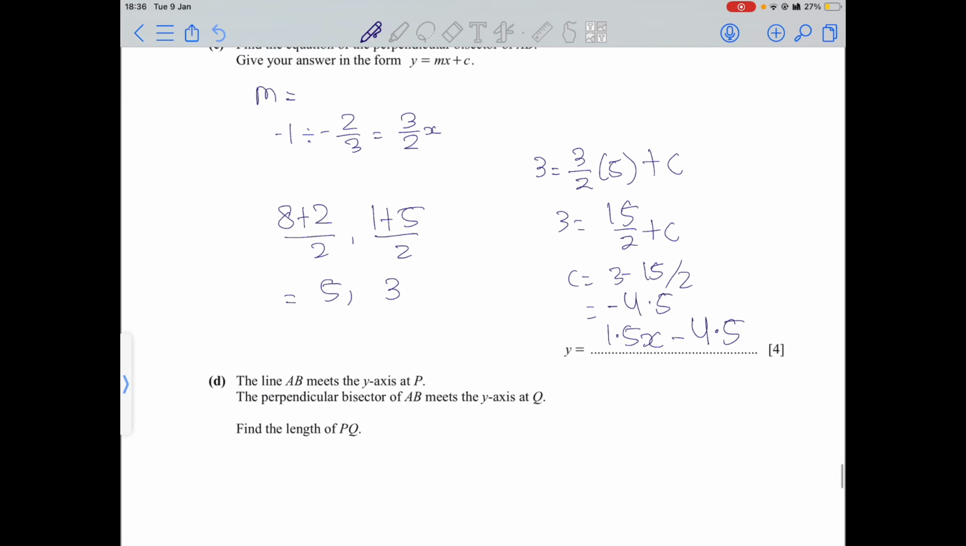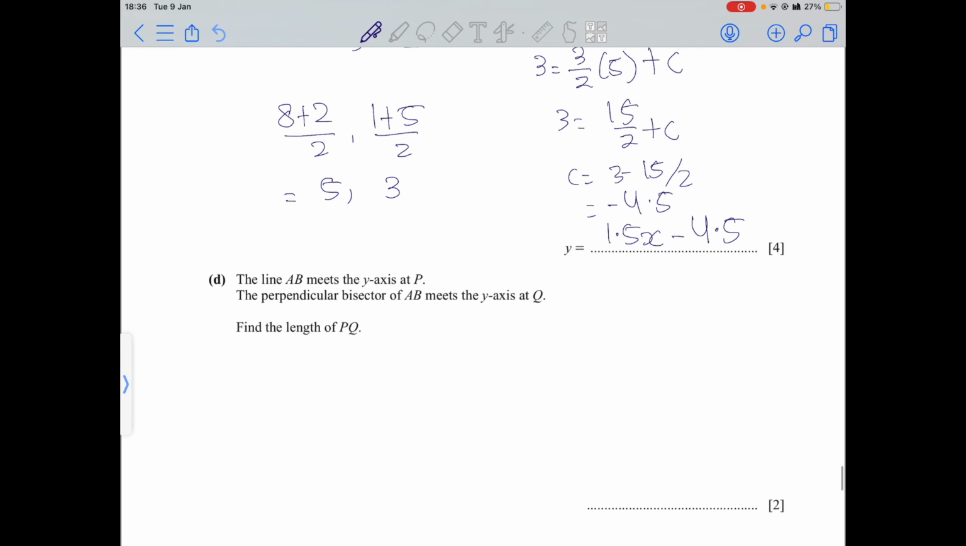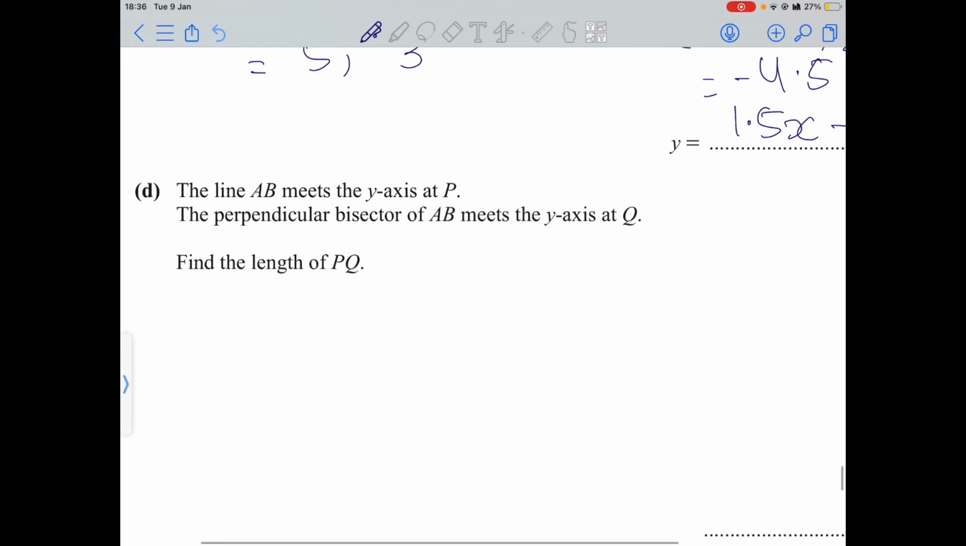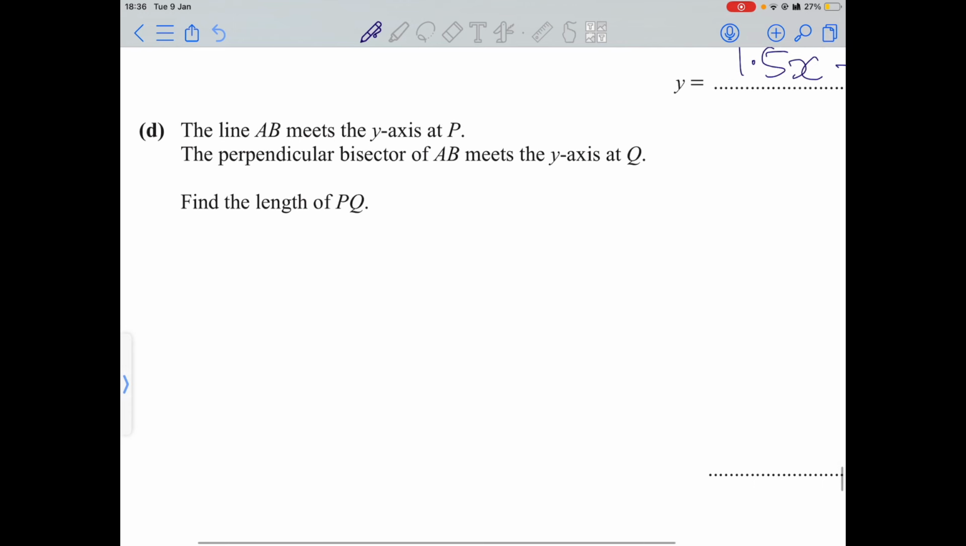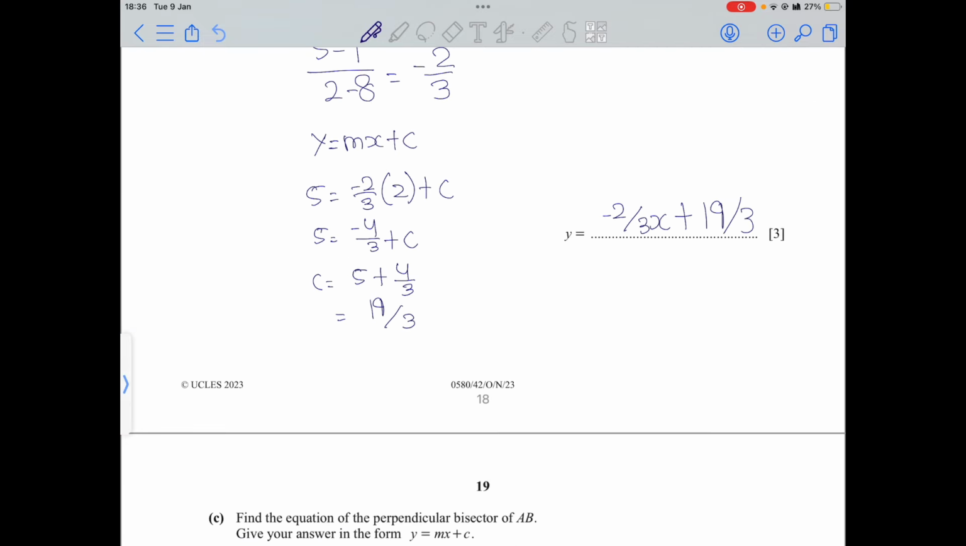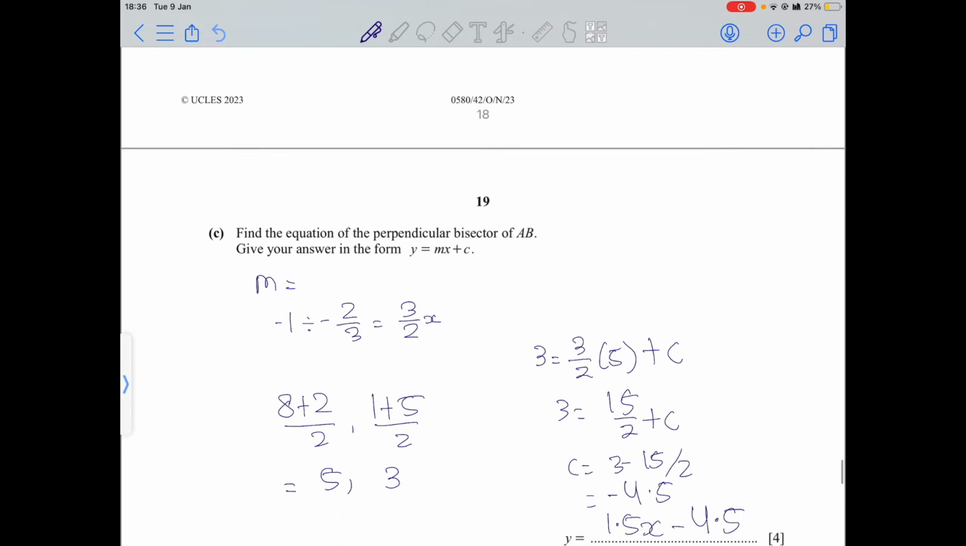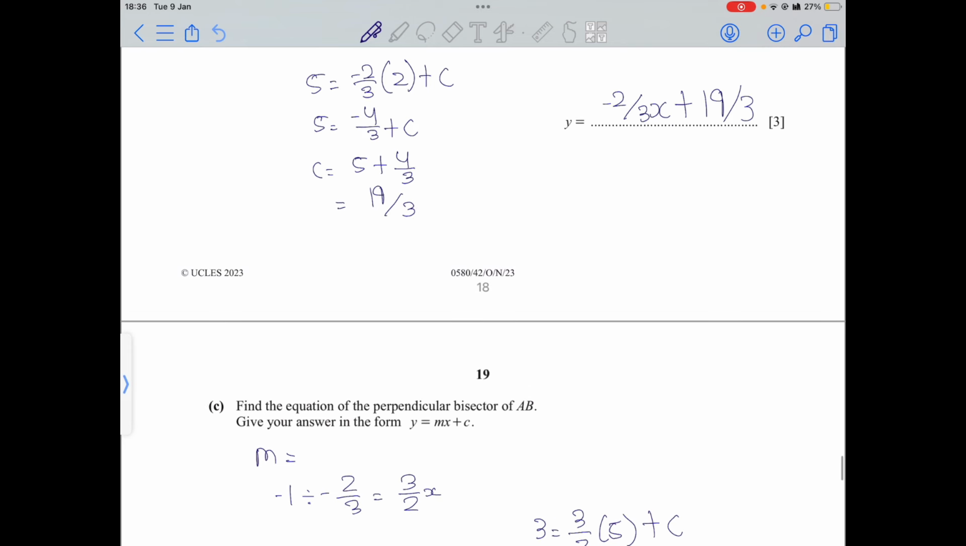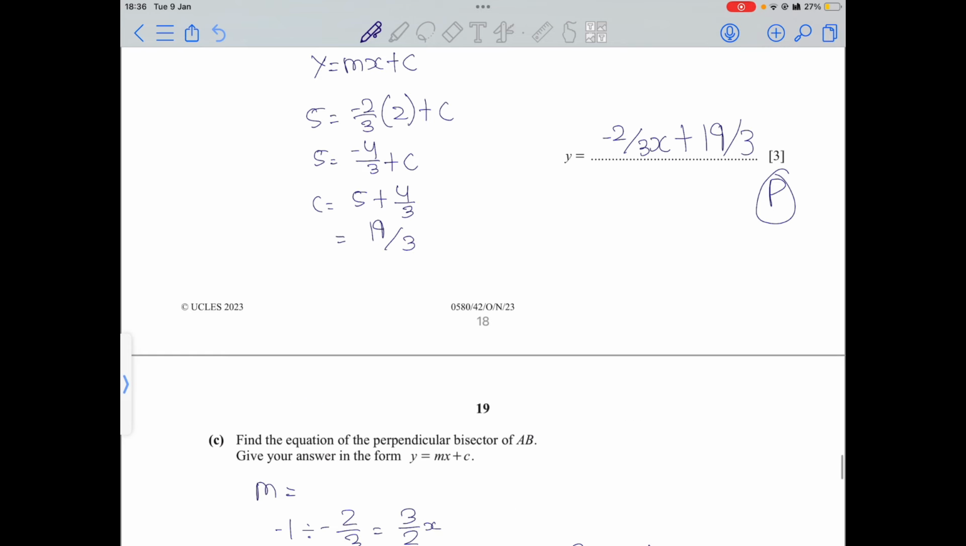Alright, so now moving on to the next question. It says that the line AB meets the y-axis at P and the perpendicular bisector of AB meets the y-axis at Q. Find the length of PQ. So what they're telling us is that here we have two equations. So these both lines meet the y-axis at the points P and Q respectively. This meets at P and this meets at Q.